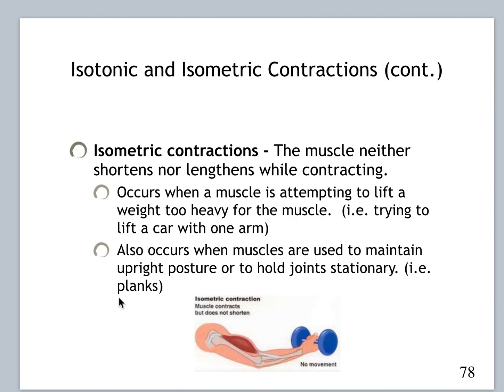An isometric contraction is when your muscle contracts, but there's no change in length. The joint doesn't move. It's just the muscles contract. This is an example: if you were trying to lift up a car with one arm, chances are you're not going to move the car, even though you're contracting the muscles. Your muscles are contracting, but there's no movement. That's an isometric muscle contraction.